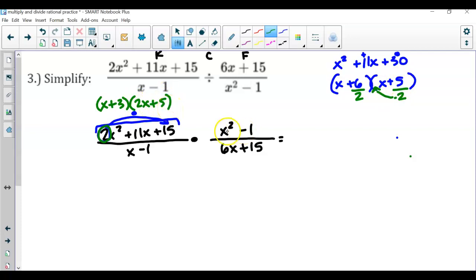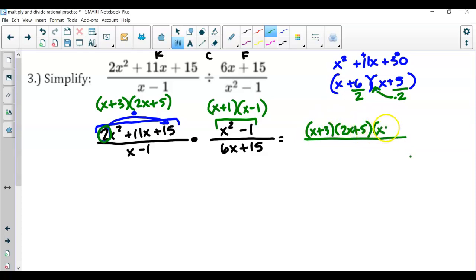Now the second numerator, can we simplify or factor? Yes, because it's x squared minus 1, the difference of two perfect squares. So now here, I've got the square root of x squared, which is x. Square root of 1 is 1. So x plus 1 times x minus 1. So I'm going to now go ahead and rewrite this. So x plus 3 times 2x plus 5, but then times that second numerator.